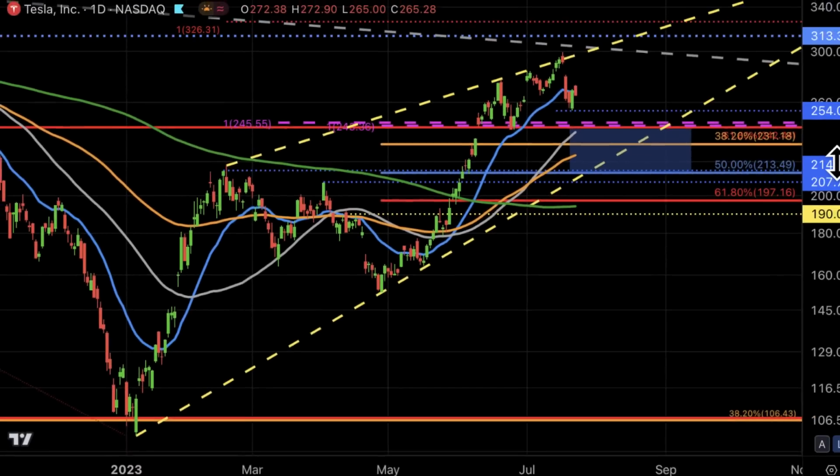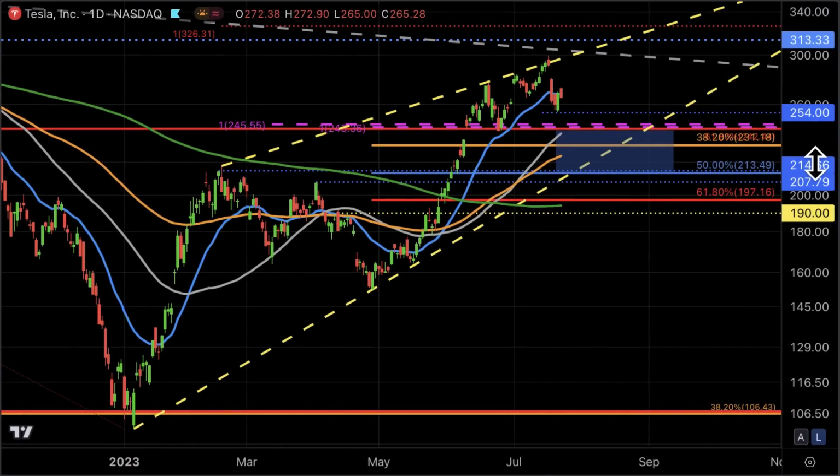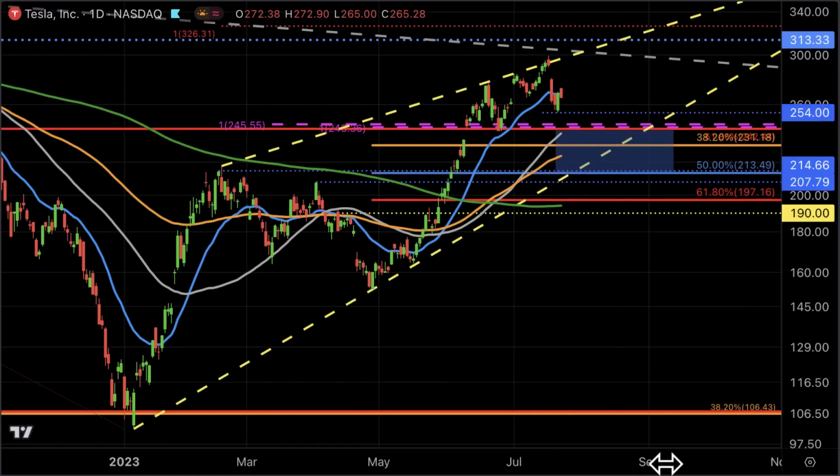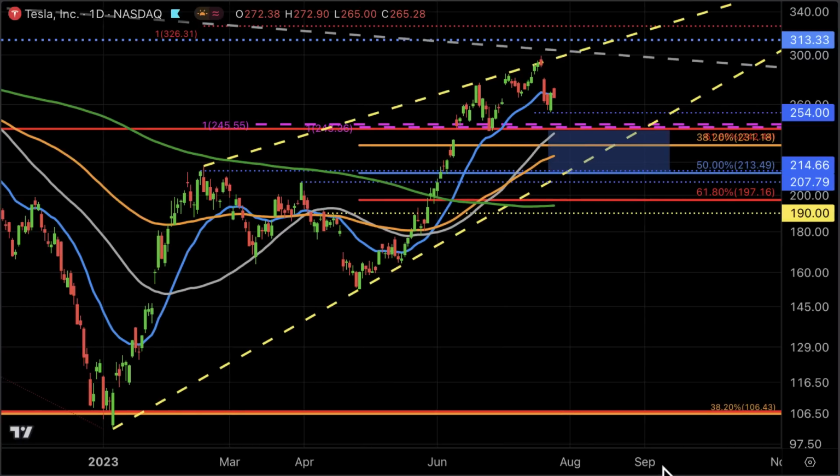So what do we think is more likely now? I actually think that the odds have now increased for that pullback. Now you may think, well, the pullback is done. I actually don't think it is done. I think we've got more downside to go. I think this is just the beginning of a retracement or pullback. Why do I think that?